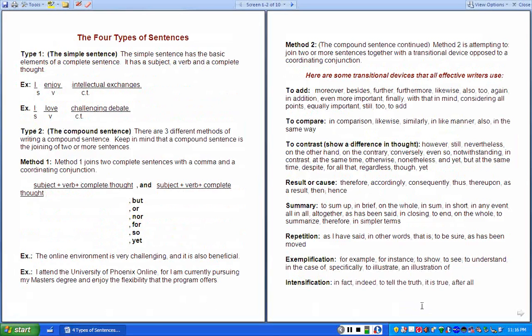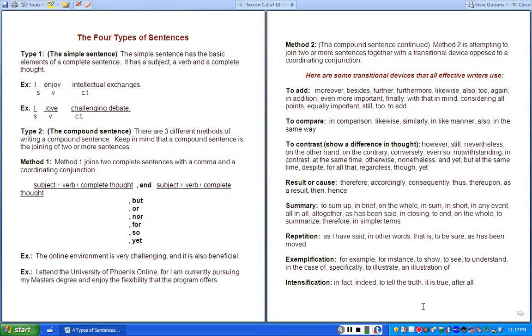The compound sentence is actually the joining of two simple sentences together. I can tell you that it's two independent clauses joined together, but a lot of times when I use that kind of language, students get a little lost. But essentially what's more important for you to know is that we are taking two complete independent sentences that could stand on their own, and joining them together.